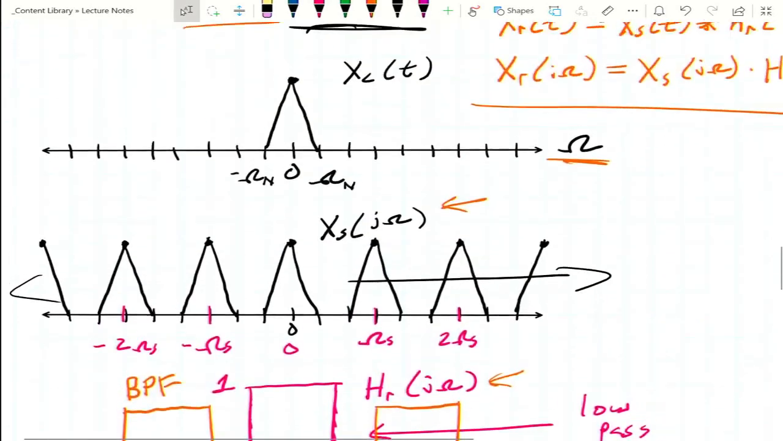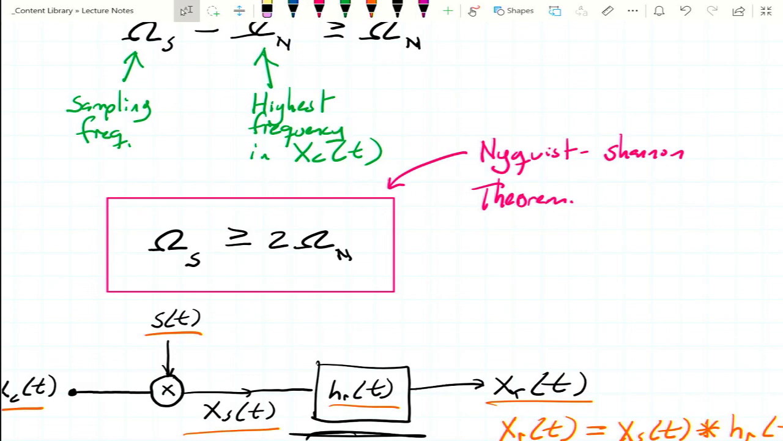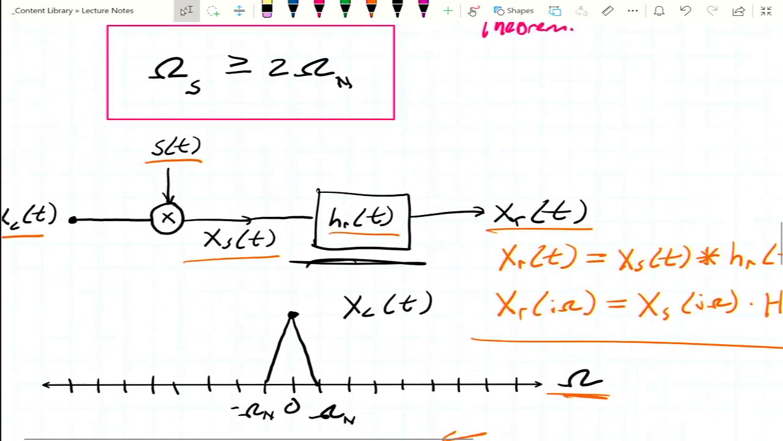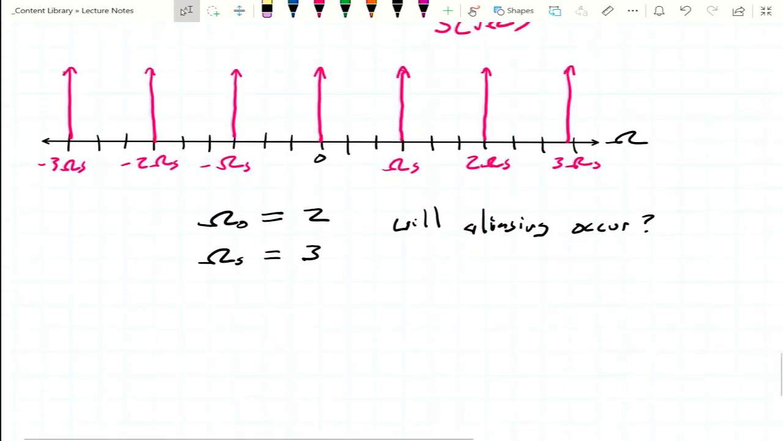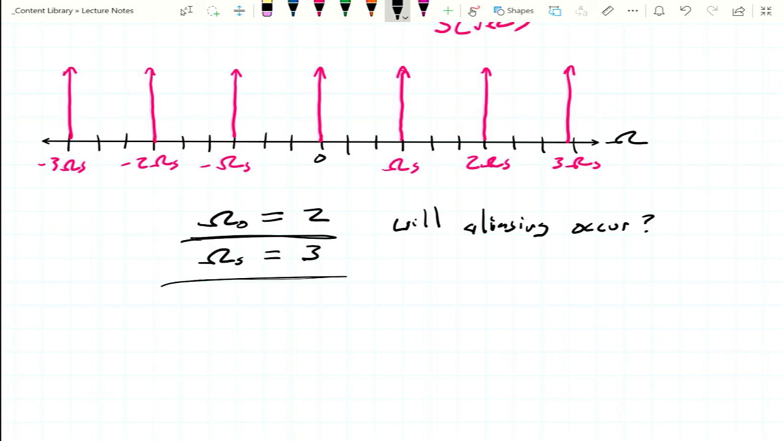Yeah, right. Because remember, our Nyquist-Shannon theorem says that to avoid aliasing, the sampling frequency must be greater than or equal to 2 times omega sub n, the largest frequency in the signal. In this case, our largest frequency is omega naught, which is 2, and our sampling frequency is 3, which is not greater than or equal to 2 omega naught. So since omega s is not greater than or equal to 2 omega naught, we expect aliasing.